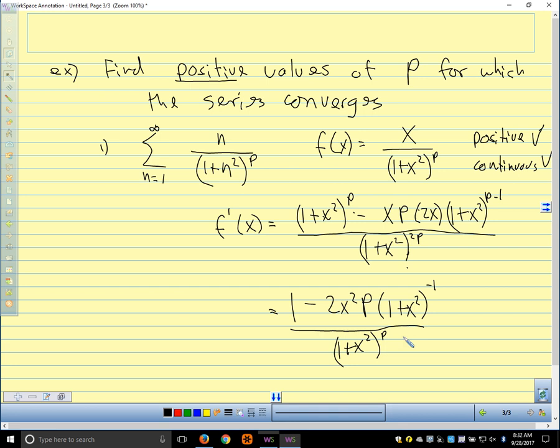Now, for x greater than 1, is this positive? Yes, p is positive. This is positive. This is positive. We are multiplying it by 2, multiplying it by some other constant, and we're subtracting it from 1. So that's going to be negative.